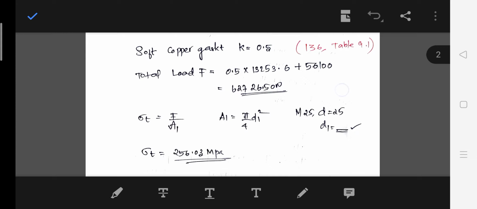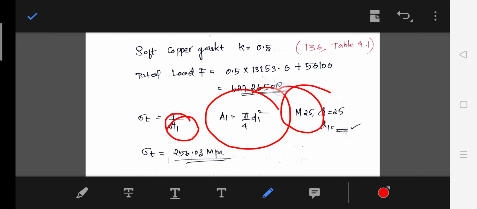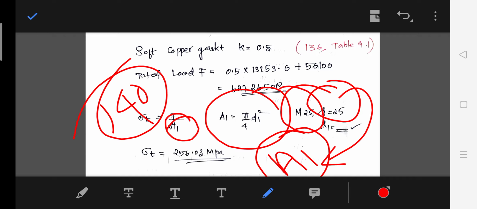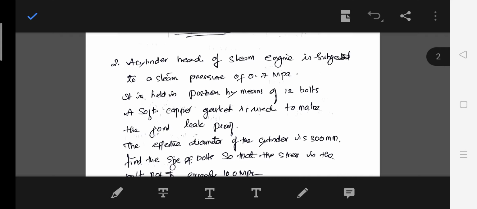Next, we need to find A1. A1 is equal to pi by 4 d1 square. Here M25 is given, so d is given. Corresponding to d, we can directly find A1 from page number 140. Substituting A1 here, we get the stress developed, sigma T. It's very simple, so we'll go to the next problem.